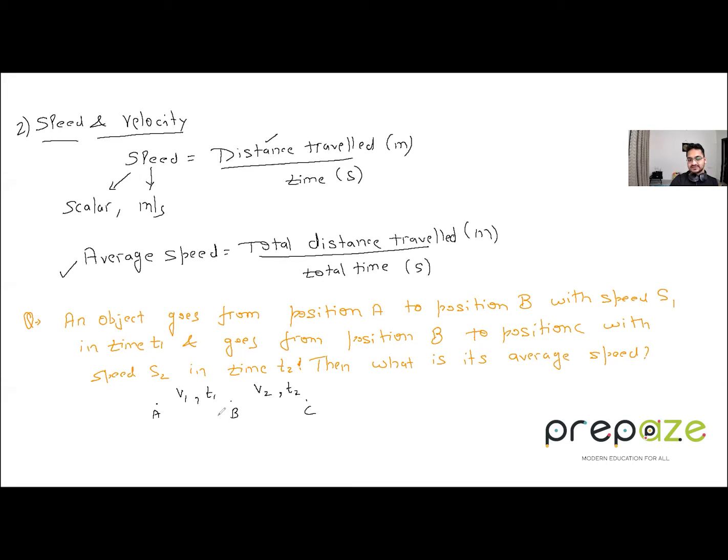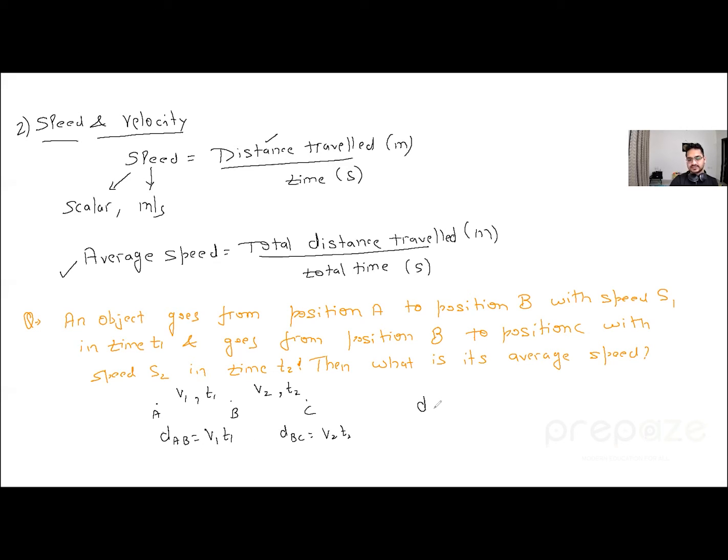So what is the distance from A to B? Go by the formula. Distance is what? Speed into time. So V1 into T1. That is the distance. What is distance B to C? It is V2 into T2. All right, that is basically the distance.